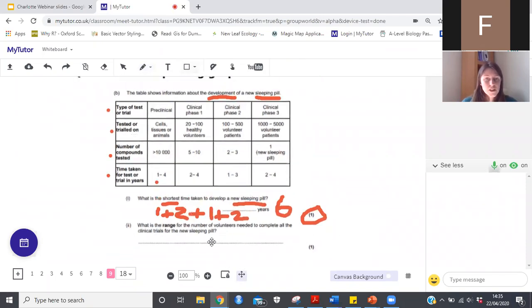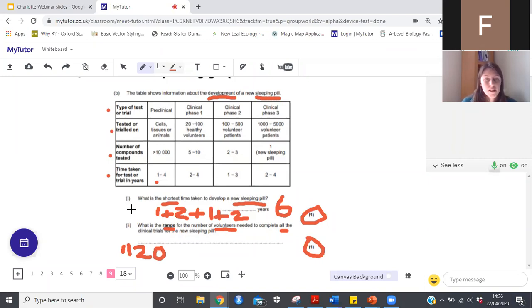Okay, what is the range for the number of volunteers needed to complete all the clinical trials for the new sleeping pill? That's quite a complicated question for 1 mark. So they're looking for a range of numbers, and they're looking at the volunteers needed to complete all of the clinical trials, and it's 1 mark. Okay, so at the lowest range, you could have 20 plus 100 plus 1,000. So that would be 1,120 volunteers, if you had the lowest number.